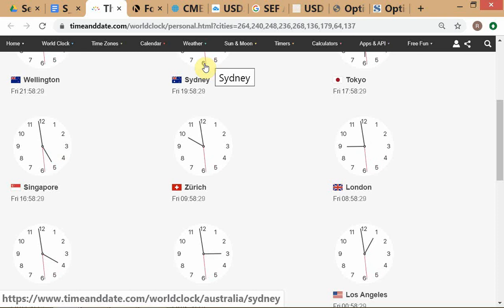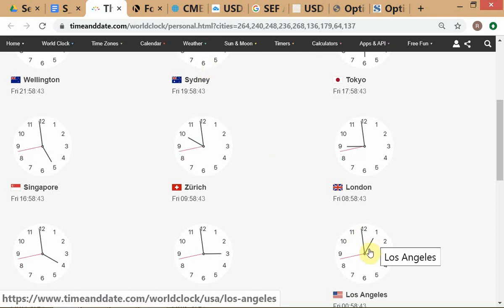So CBA Sydney has bought $10 million against the yen, so they are entitled to receive $10 million, and the rate is 109.30. So $10 million into 109.30, whatever the yen amount is, they have to deliver to Wells Fargo, Los Angeles. Is this clear? These guys will have a yen account.